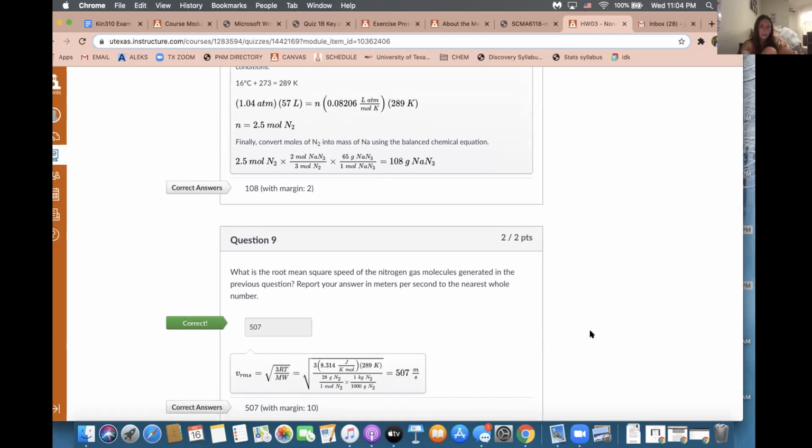This is the thought process. When you see a root mean squared, like VRMS, you need to use R, 8.314, that version of R. And because that version of R is in joules, joules is very much related to kilograms. You can convert it to kilograms meters squared over seconds squared, or kilograms meter. And then because of that, you need to convert all molecular weights to kilograms. But that's the thought process.